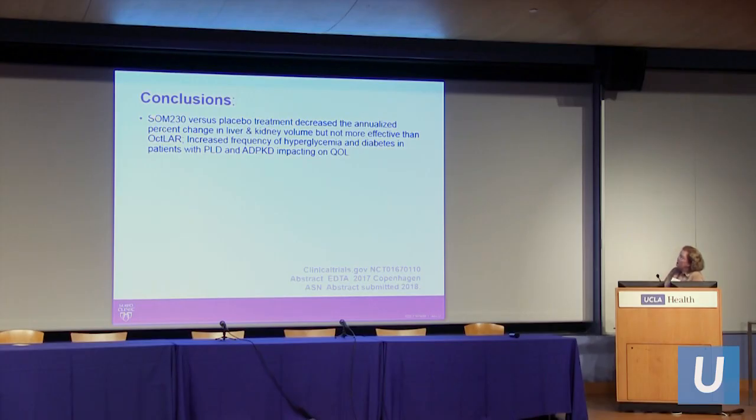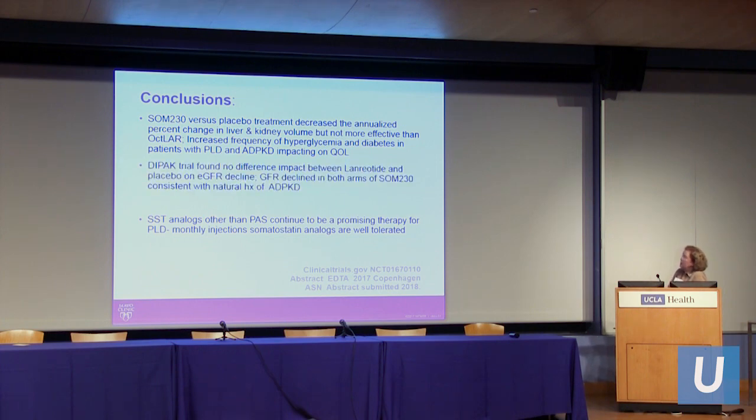So at this part of my talk, I'm trying to summarize what we know about the role of the somatostatin analogues for you. The trial that we did with the pasireotide or SOM230 versus placebo in a randomized controlled trial decreased the liver volume growth and kidney volume growth, but was no more effective than octreotide. And so we tend to favor continuing our patients that are not on trial on clinical management with octreotide if they're symptomatic with polycystic liver disease and aren't interested in surgery. There was problems with hyperglycemia and diabetes. So they're promising, they're well tolerated.